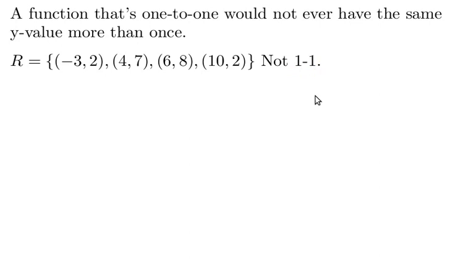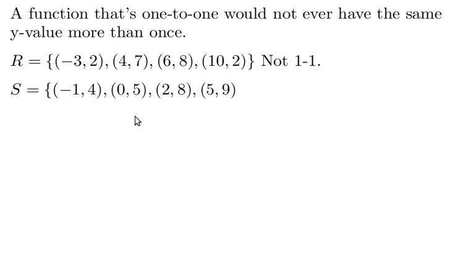We have s equals (-1, 4), (0, 5). Oops, I forgot the first parentheses. And (2, 8), and (5, 9). Okay, so is this... Oops, I forgot to close the set. Is this going to be one-to-one?